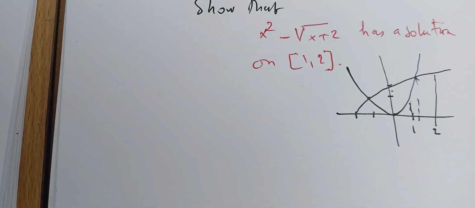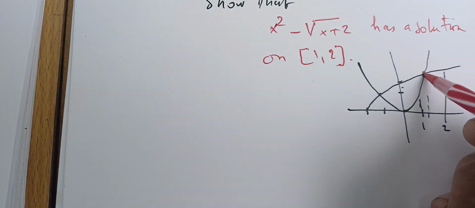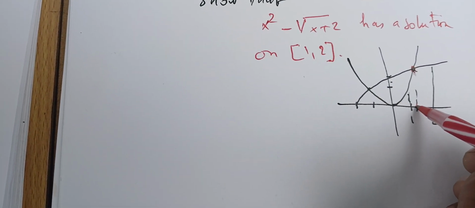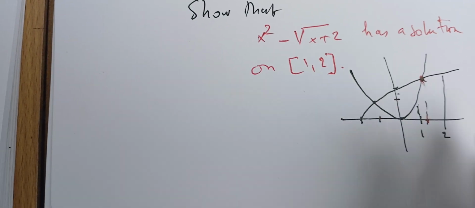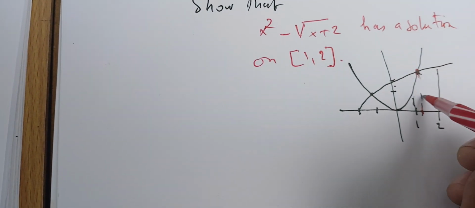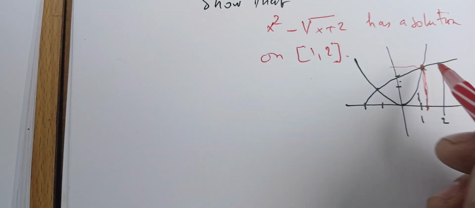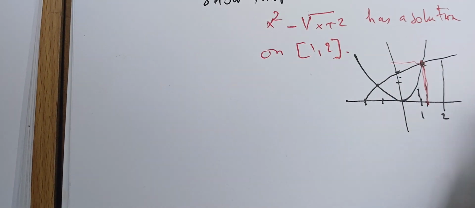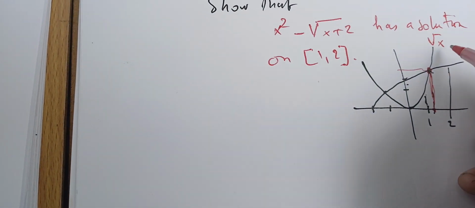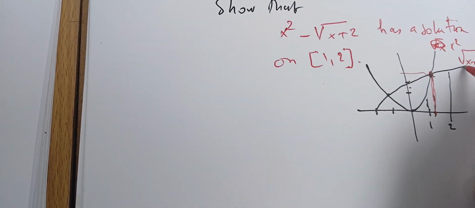We see that we have a solution. That means a common point on the graphs. So this is like 1.4, maybe 1.4, 1.5. I don't know exactly, but it looks from the graph that this is the point that we need here. That's because this is the intersection of two graphs. So this is x squared, and this is the square root of x plus 2.